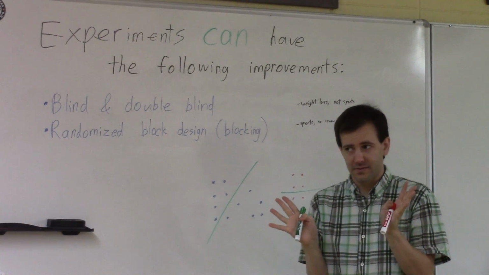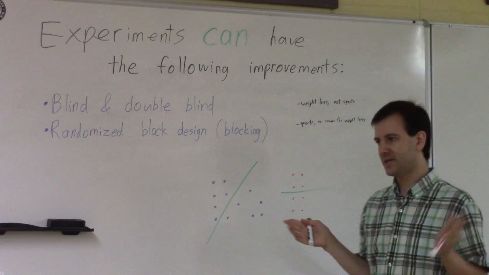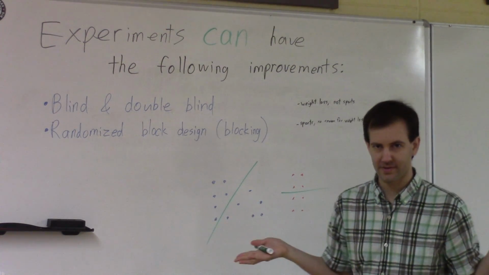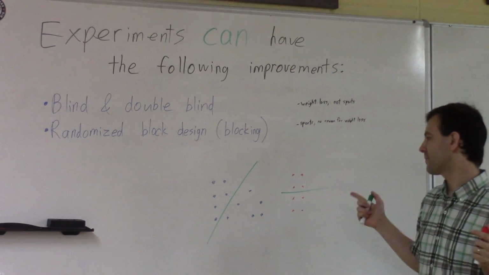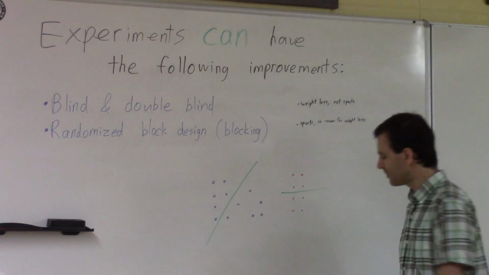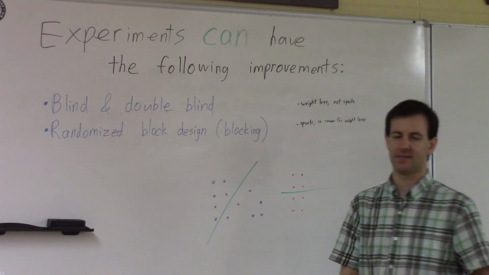If it doesn't make a difference, if sports improves the results for both groups, then you can say sports improves for both. But if it only improves for one of the groups, you'll be able to see that. And that's the purpose of blocking, to notice effects on subpopulations.